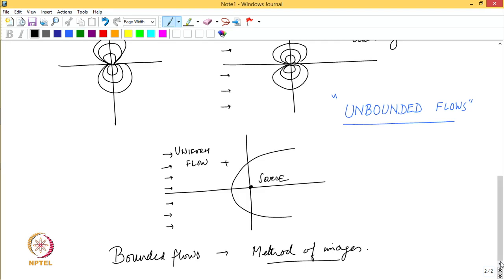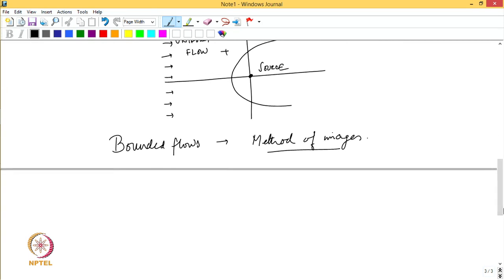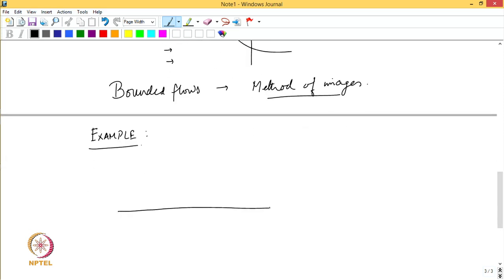And I will give you some illustrations of how this method is going to work. So, let us take an example of the following type. Say we have a wall, a rigid wall, a horizontally inclined rigid wall, and I have a source, let us say of strength m, which is located at some distance from this wall. The question that I am asking is, what kind of flow patterns would we expect when we have this scenario?